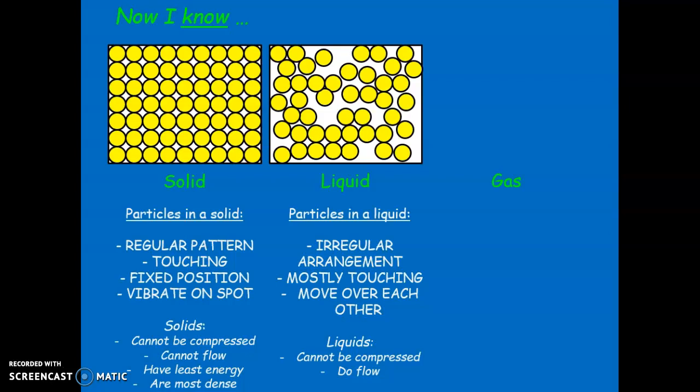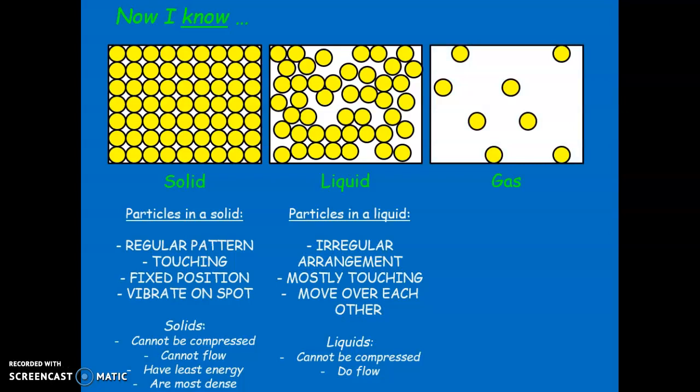If you think about turning a tap on, the water flows, or if you spill a bottle over, the liquid flows out of it. That's because the particles have got space to move around over each other. They can't be zooming around, they can move over each other. Liquids still can't be compressed.